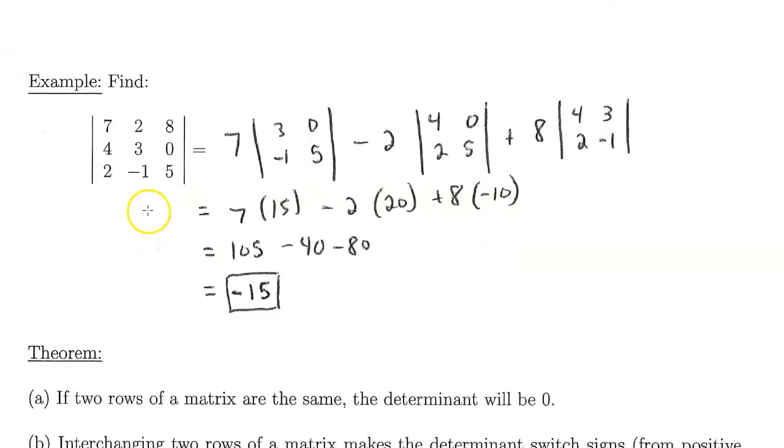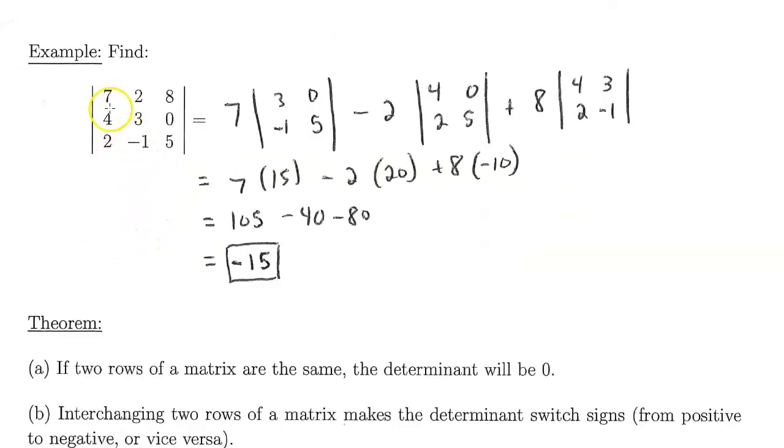Okay, so let's do an example. Let's find the determinant of this matrix. We're going to do 7 times the determinant of the matrix 3, 0, minus 1, 5. Then minus 2 times the determinant of the matrix 4, 0, 2, 5. Again, we've deleted the column and the row that 2 is in, and what we're left with is 4, 0, 2, 5. And finally, we'll do 8 times the determinant of, well, delete the column and the row that 8 is in, and you're left with this matrix, 4, 3, 2, negative 1.